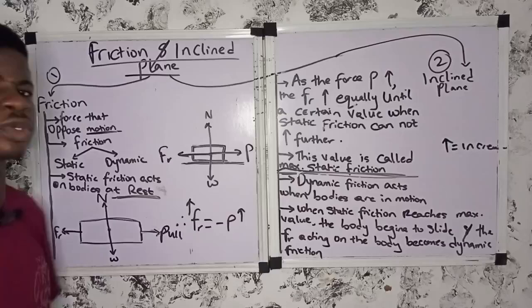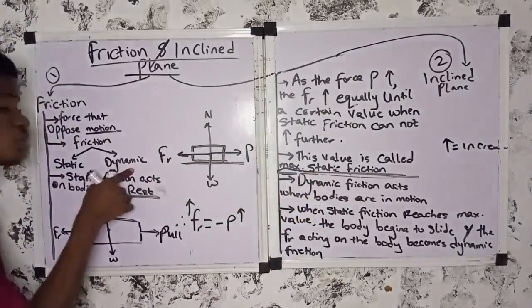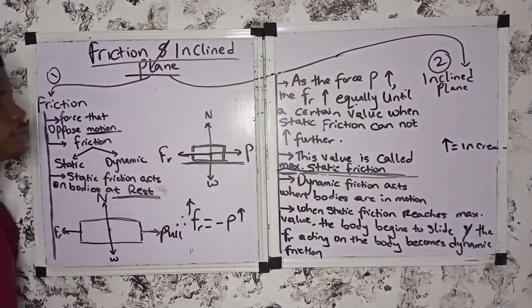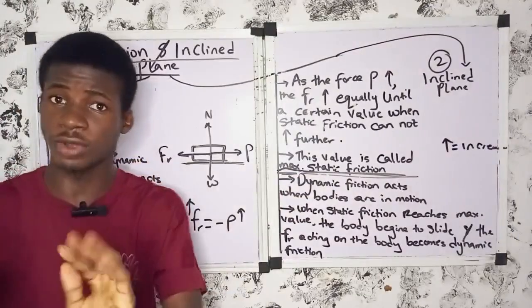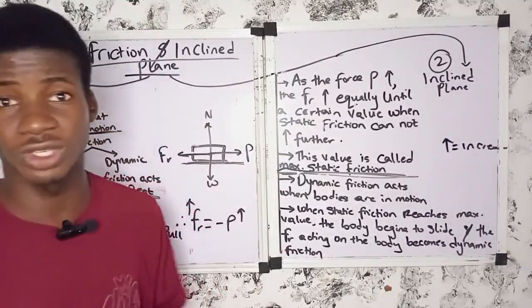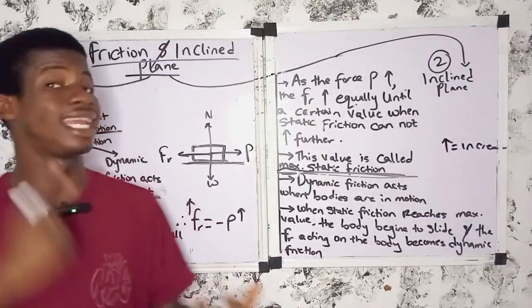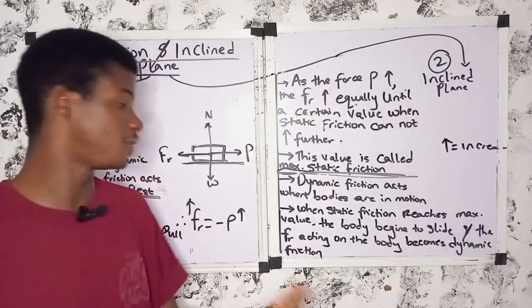Okay, so let's continue. I will come back to this aspect. Now let's continue to dynamic friction. What is dynamic friction? Before I continue, static friction you can also call limiting friction, okay? Whereas dynamic friction, you can also call sliding friction, okay?